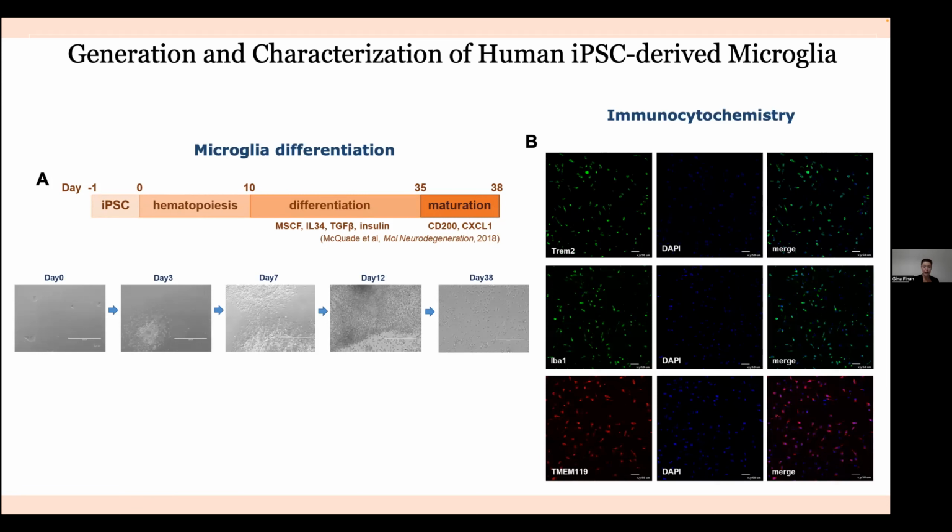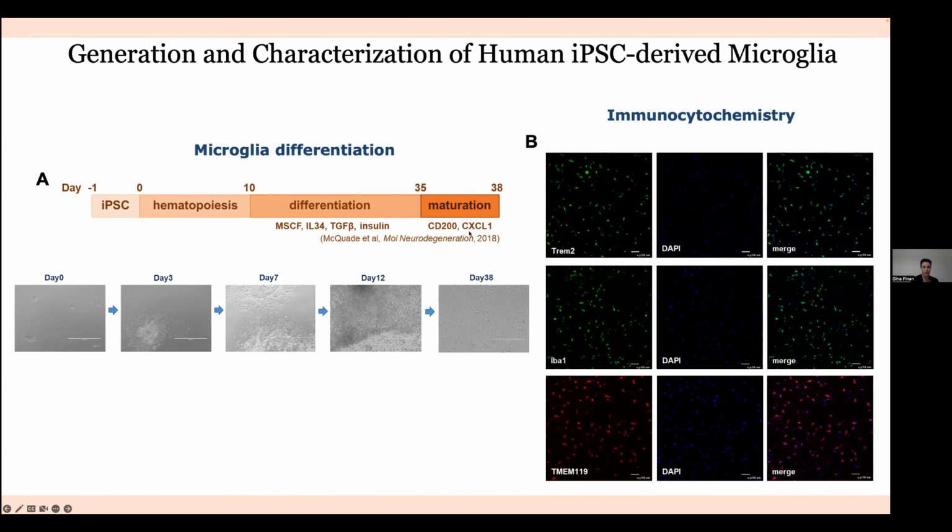So as shown in figure A, we used a microglia differentiation protocol developed in the Blurton-Jones lab at the University of California, Irvine. The iPS cells undergo hematopoiesis using a commercially sourced cytokine and growth factor optimized media. The resultant CD43-positive hematopoietic progenitor cells are then differentiated with the addition of M-CSF, IL-34, TGF-beta, and insulin, and matured with further addition of CD200 and CX3CL1.